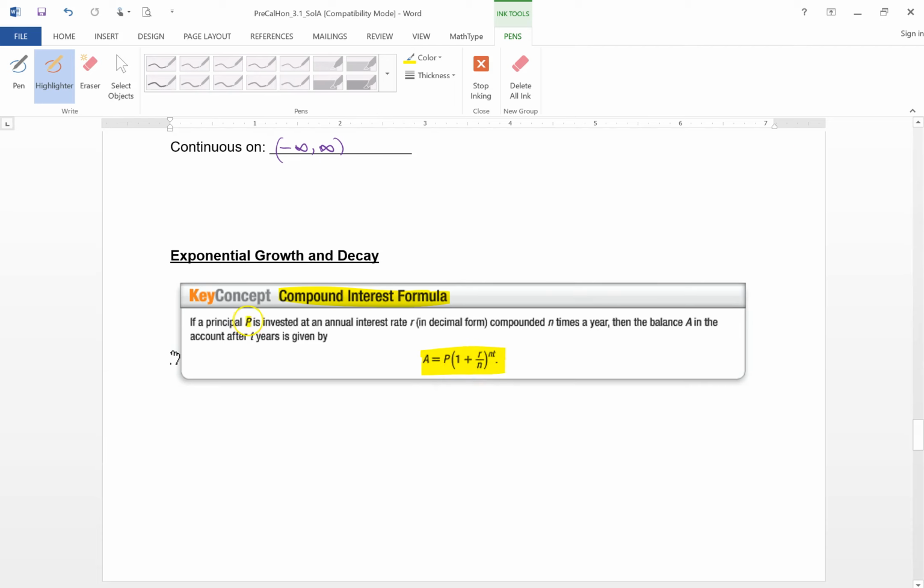And P stands for the principal, which is how much money you go to the bank with. R is the rate. N is how many times interest is compounded. So if the bank pays you interest monthly, N is 12. If the bank pays you interest quarterly, what is N? 4. And A is the balance. Basically, it's how much money you have on the statement, right? When the statement arrives, that's how much money you have in the bank. T is years.